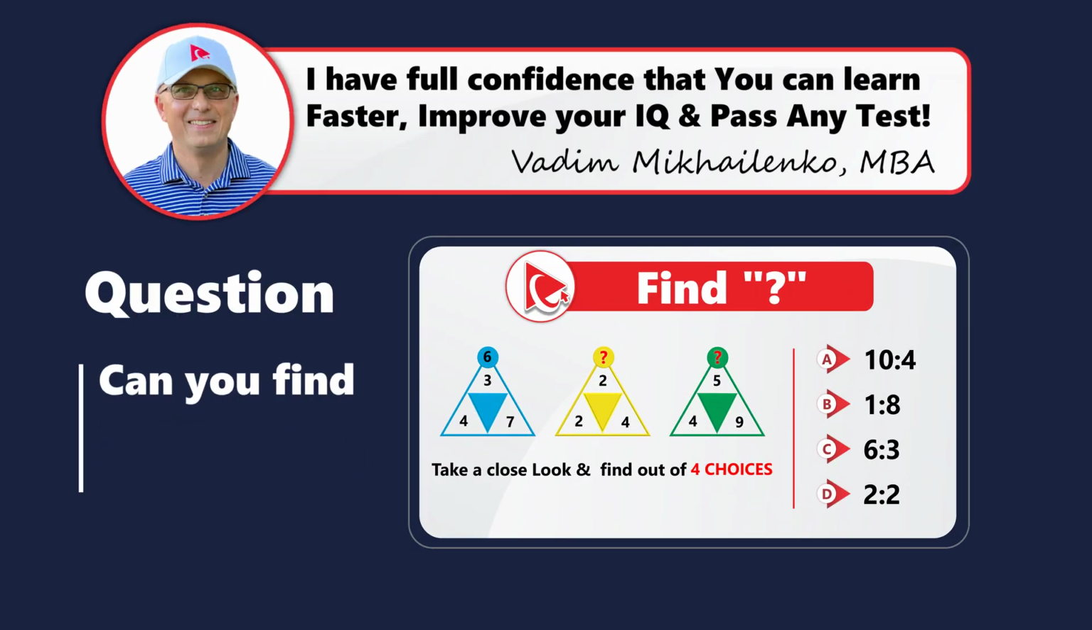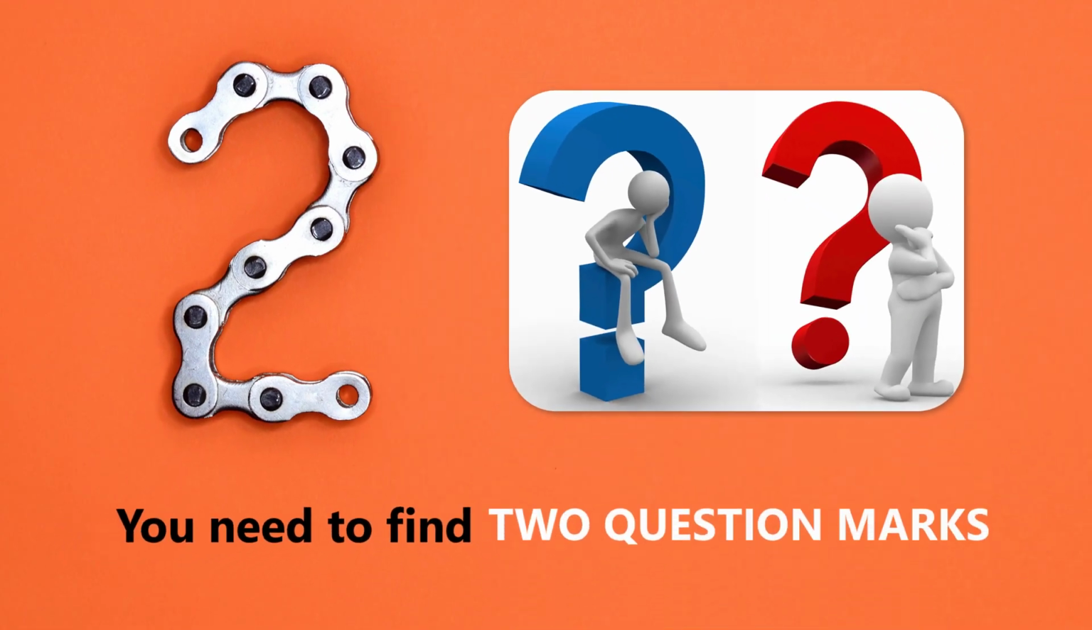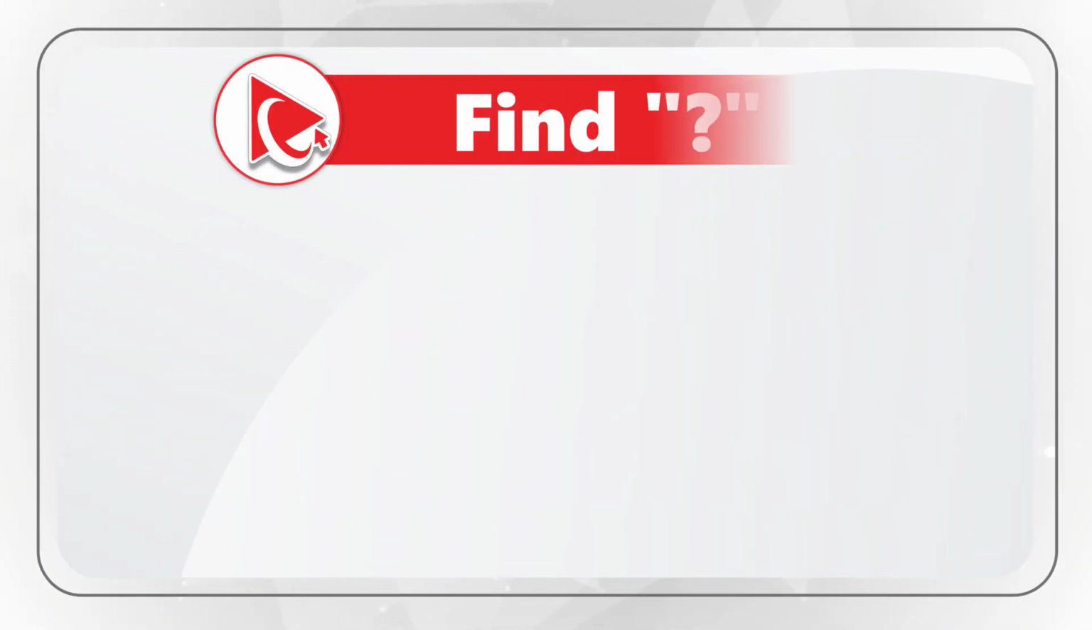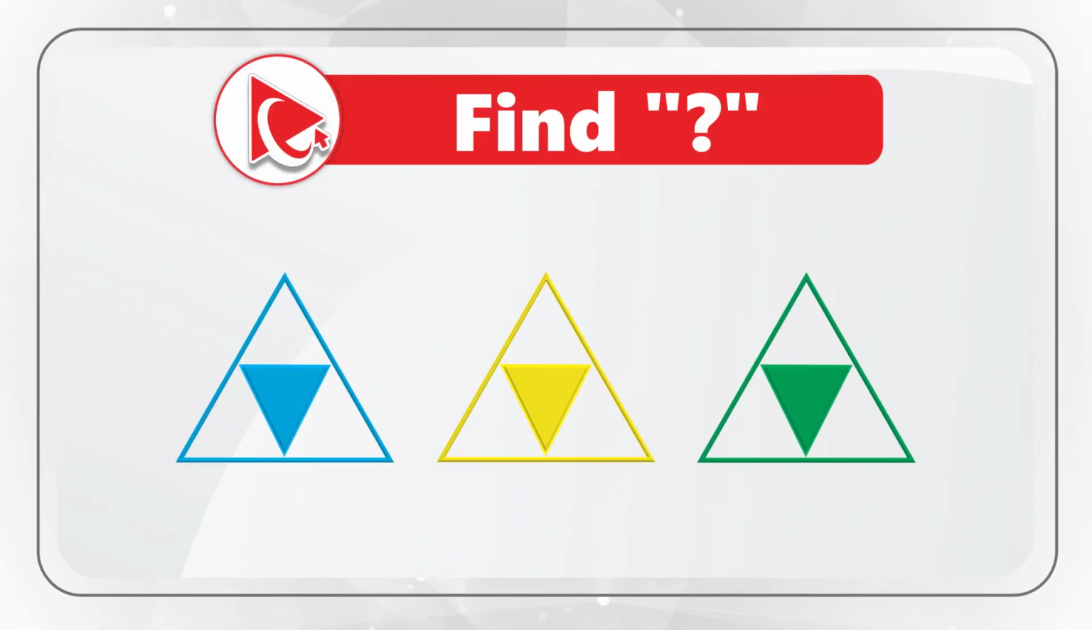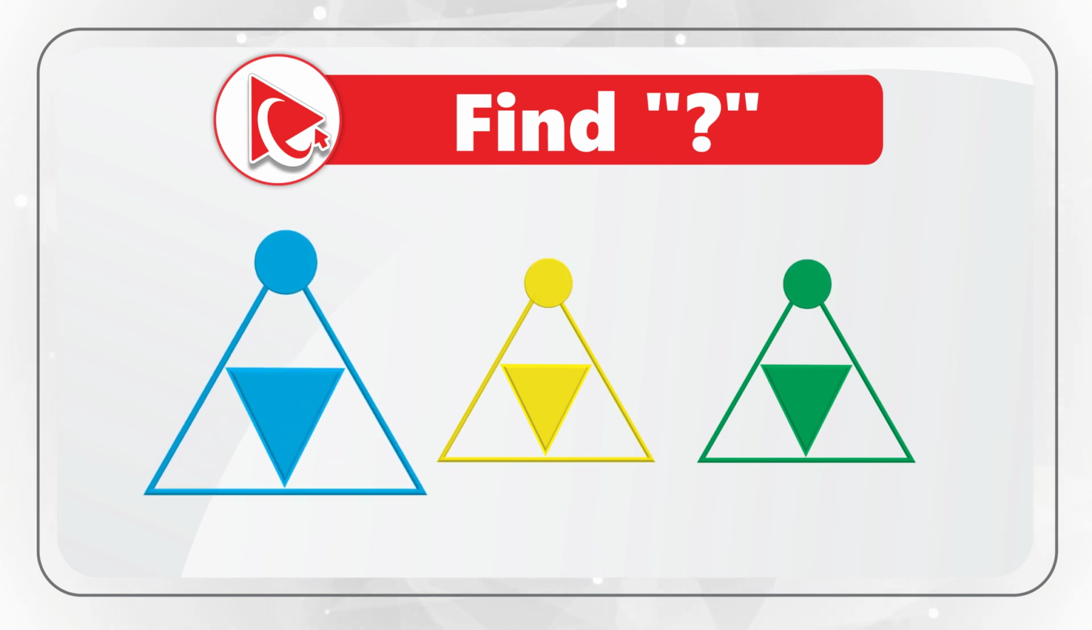Here's an absolutely phenomenal question, which is absolutely not obvious how to solve it. Instead of one question mark, you need to find two question marks. You're presented with three triangles. All triangles have a circle on the top. Blue triangle has three numbers inside. Starting from the top, the numbers are 3, 7, and 4, and number on the top is 6.